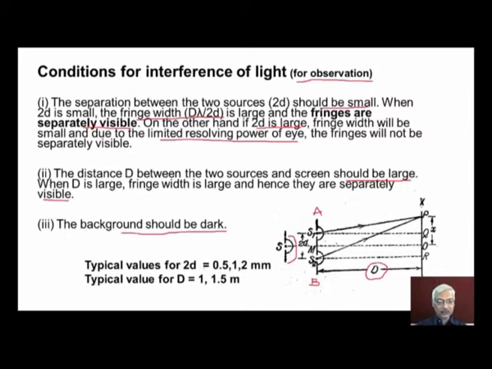The typical values for small d and capital D are shown here. 2d should be 0.5 millimeter or 1 millimeter or 2 millimeter. So like this, the 2d should be very small, whereas the capital D should be of the order of 1 meter or 1.5 meter, so that we can clearly observe the fringes.